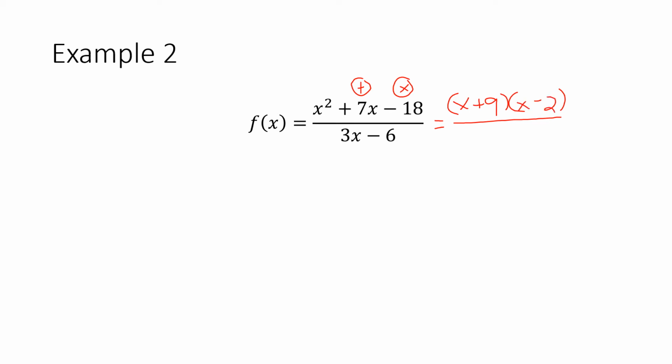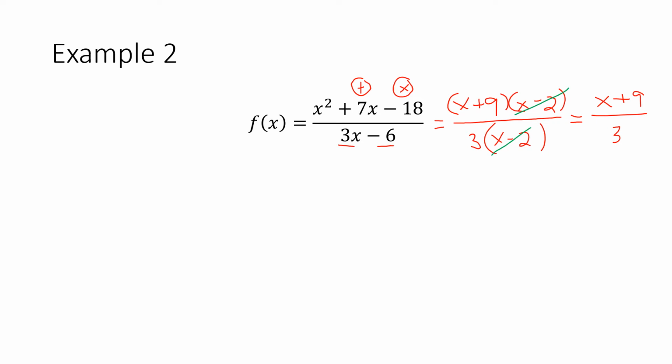On the bottom I just have 2 terms. So I'm looking at the GCF here. They're both divisible by 3. So I'm going to factor out a 3. And if I factor out a 3, that leaves behind x minus 2. Right away, we notice that we have an x minus 2 on top and an x minus 2 on bottom. That part's going to cancel out, which leaves us with an x plus 9 on top and just a plain old 3 on the bottom.